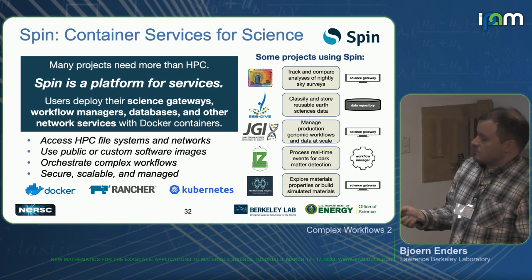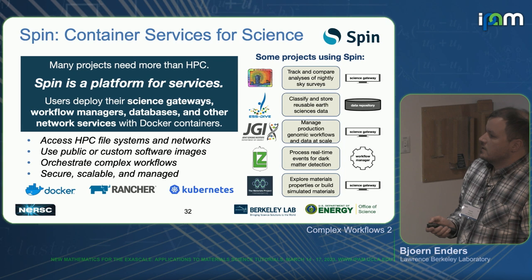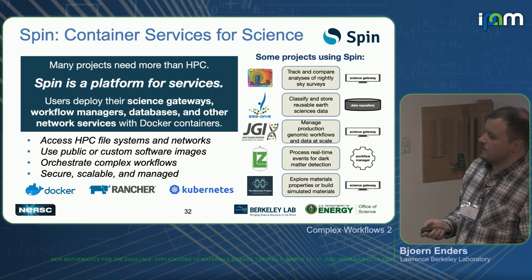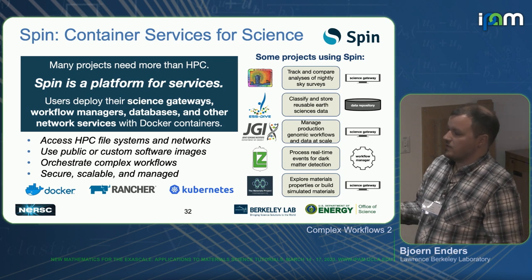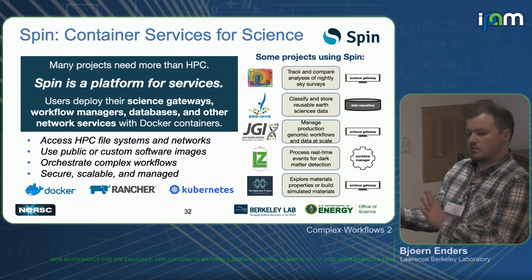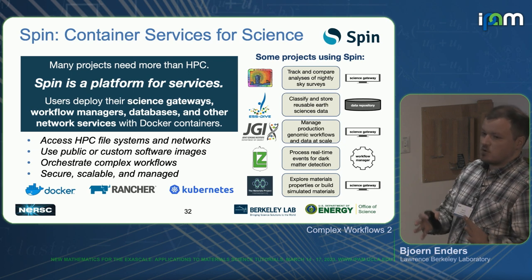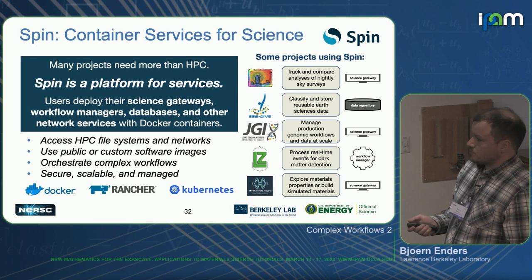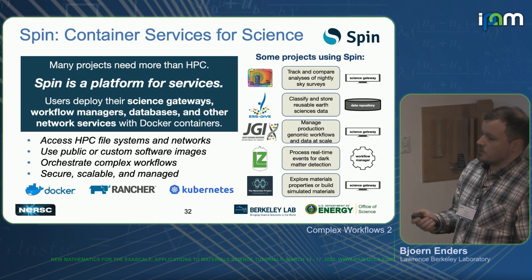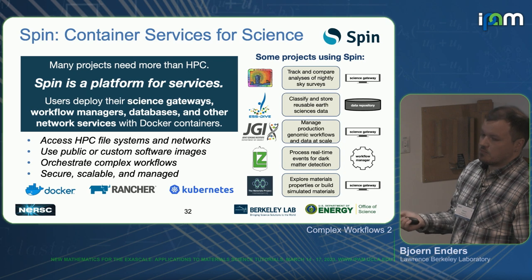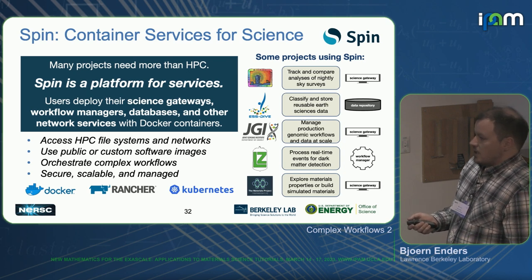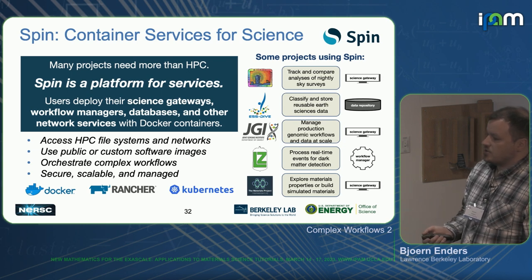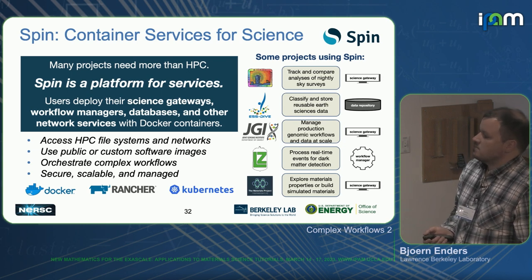So this is our response to that, and what Spin can do for you is access the HPC file system network. It's actually not running on Cori or Perlmutter; it runs on its own clusters next to it, and it's connected over the file systems. And you can really run your own or public software images, and it's secure, scalable, and managed based on Rancher and Kubernetes. So it's pretty cool.